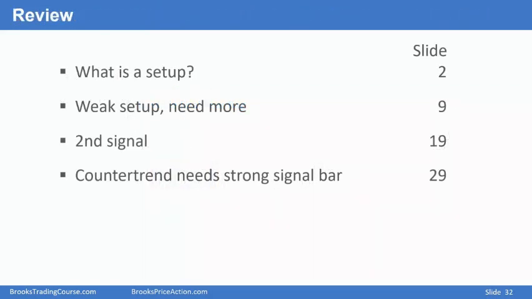In this video, I talked about what a setup is. I also talked about weak setups and the need for additional reasons to buy or sell if the setup is weak. Second signals, sometimes the first signal is not strong enough given the context, so it's a higher probability trade waiting to see if there's a second signal. And if you're trading counter trend, it's usually better to only take the trade if you have a strong signal bar.